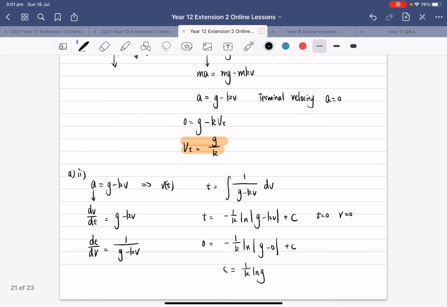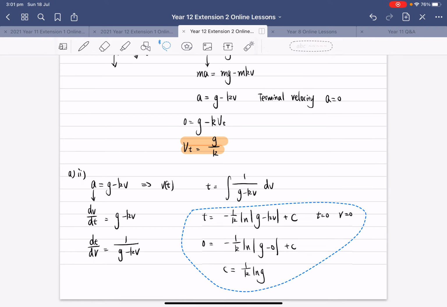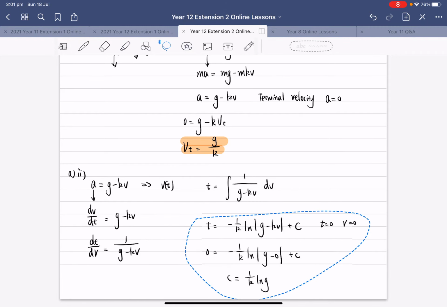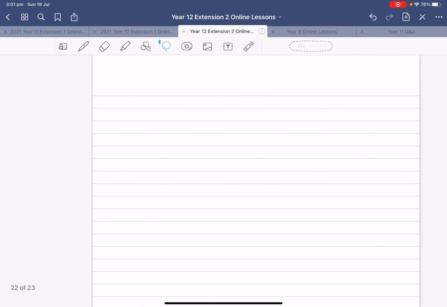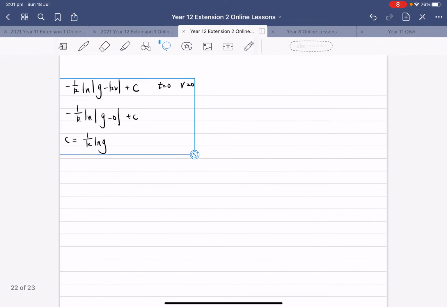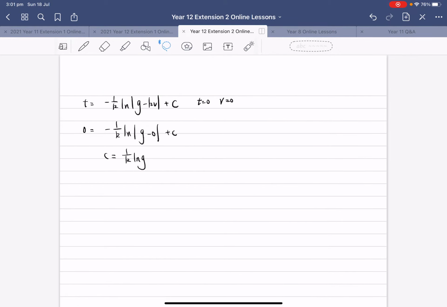Whichever way you find it's easier. Personally, I believe finding a c is a bit annoying. As you can see, I need to find a c, I need to substitute the c back into the function, and then I need to substitute the value again to find the final value, which is not ideal. All right, anyway, so t is equal to 1 over negative 1 over k ln g minus kv plus 1 over k ln g.